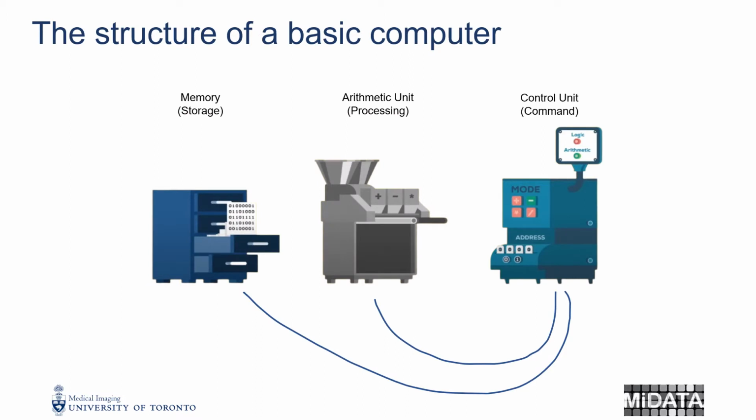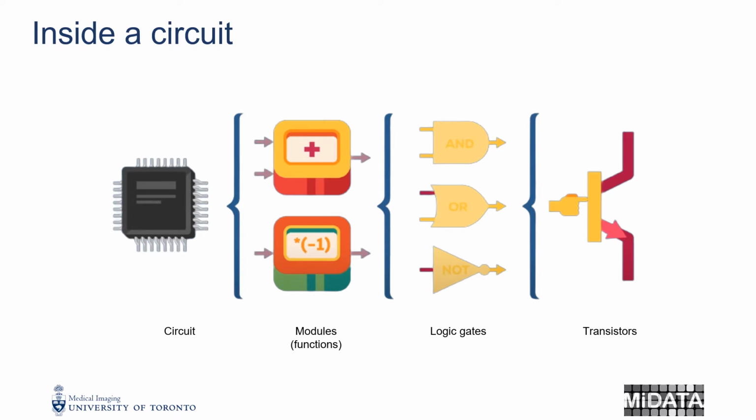A computer is made out of very simple components, each with a specific task. We have the memory unit that stores data, the arithmetic unit that processes it, and a control unit that issues the commands. A computer chip is made up of many different circuits, and each circuit is made up of modules that execute particular functions like addition and multiplication, and each module is made up of logic gates, and each logic gate is made up of transistors.